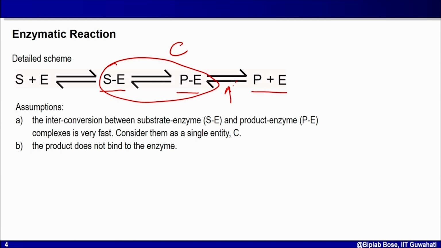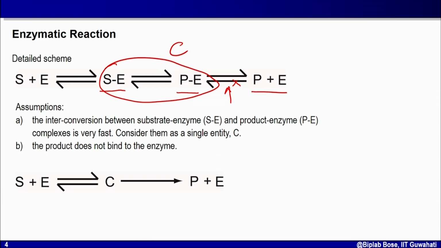I will consider this reverse path not possible, only the forward thing. The product enzyme complex breaks down into product and enzyme, so the reverse would not happen. And that actually most of the time happens because there is a faster one. So if I make these two assumptions, then I can reduce this system into a simpler structure.